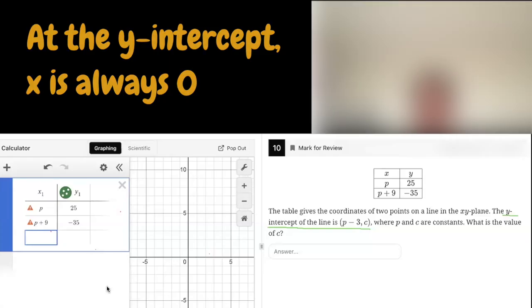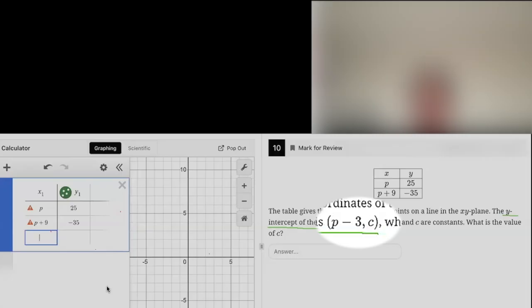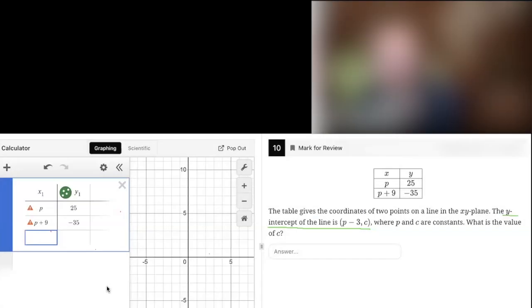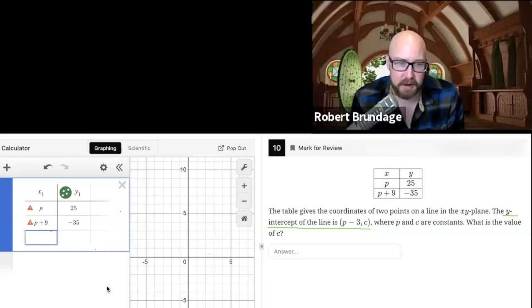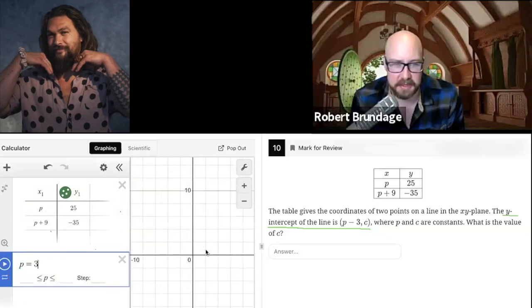Yep. So what equals 0 from our little point they gave us? The p minus 3 equals 0. So then what does p equal? 3. Yeah. So now you can literally just write p equals 3 and it'll fix the table for you. Boom. So now you see it's happy with you.